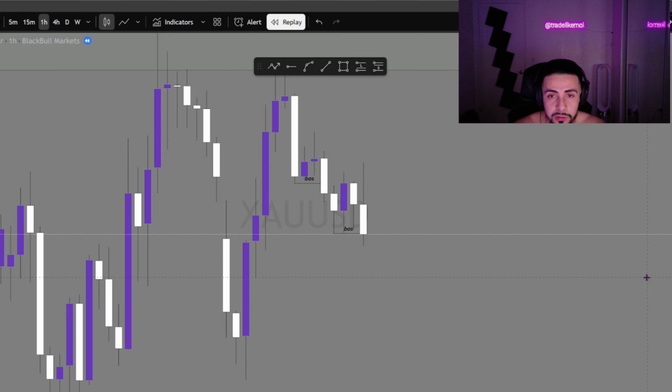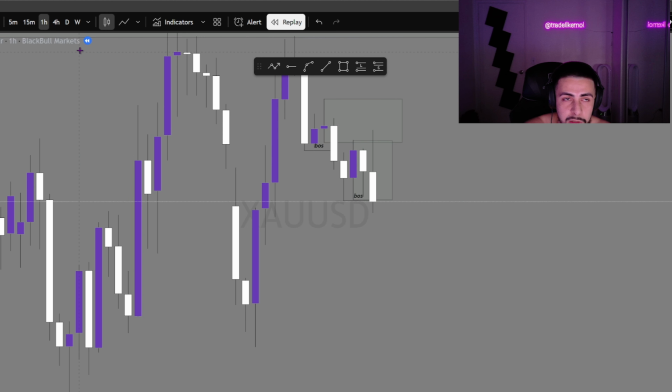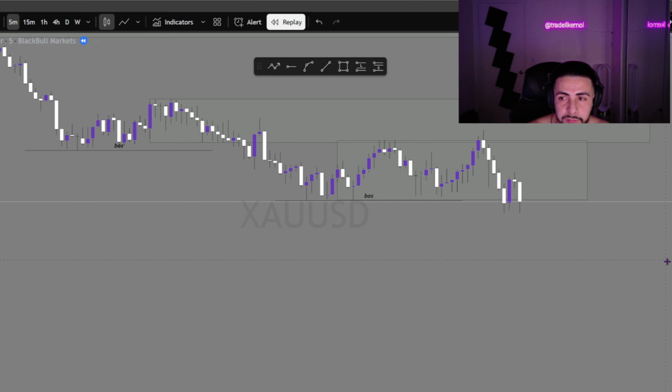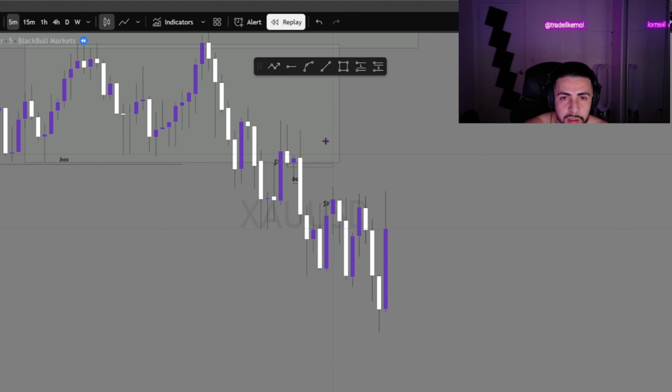So you want to mark up your order blocks, which would be here, and obviously this big one right here. So lower high, swing low, liquidity here. And do we have an order block tap in? Maybe on the 15.